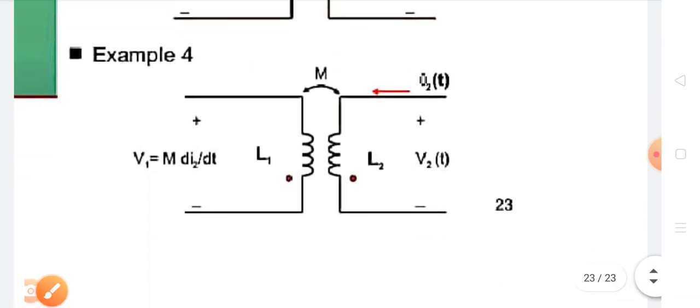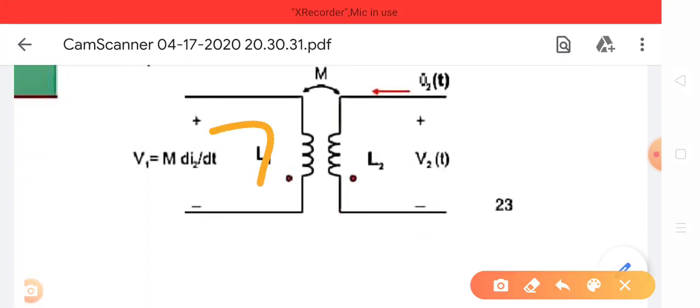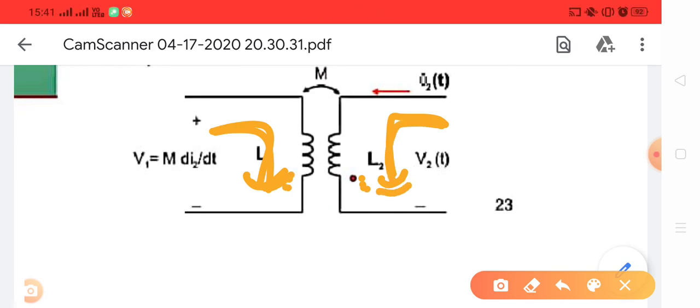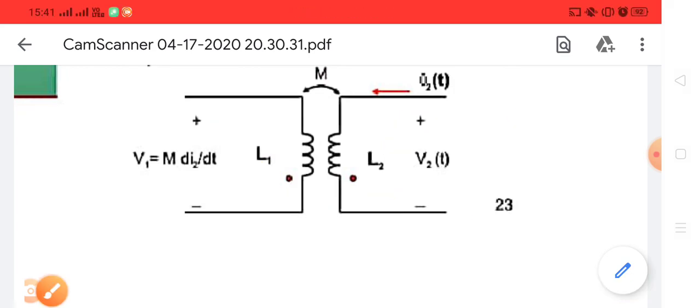One more case you can take: here the current direction is the same and the dot positions are both leaving, so these two are the same and the dots are the same, which means you get the mutual inductance as positive. In this way you can determine the polarity of the mutual inductance in coupled circuits. So these are all about the self inductance, mutual inductance, coefficient of coupling and dot representation in coupled circuits. Thank you.